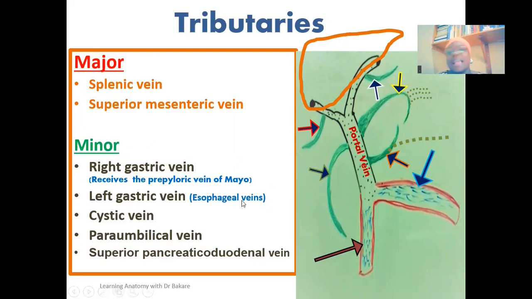And this is what we've highlighted here. So going through this slide, you should be able to establish or explain, in case you have it during the exam, the tributaries of the portal vein.